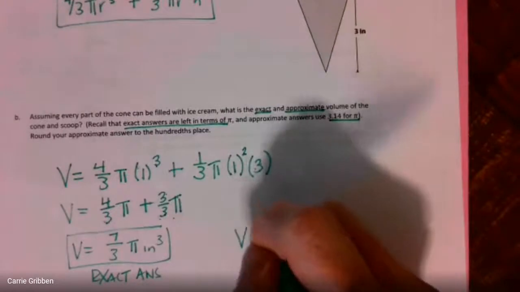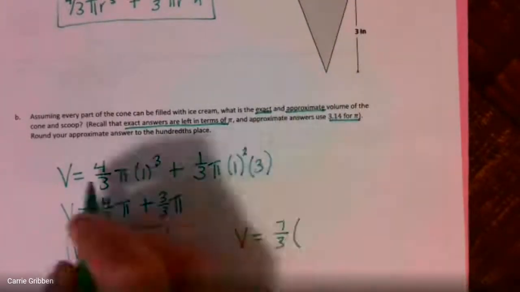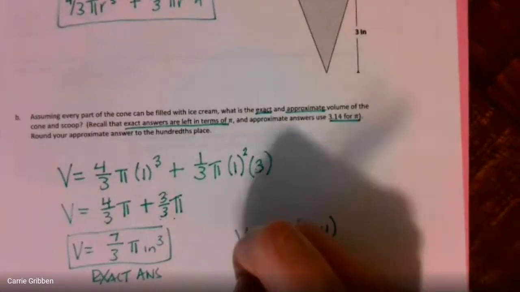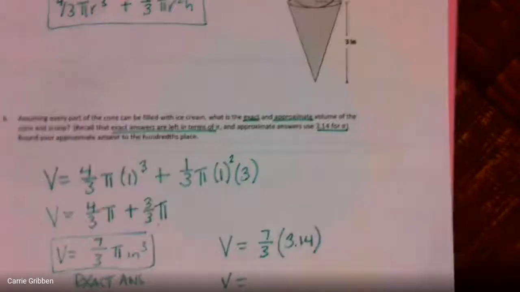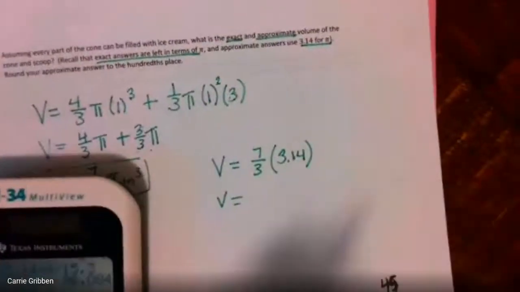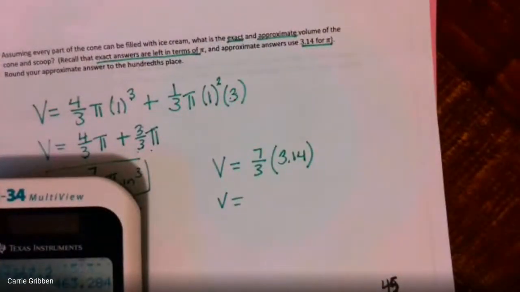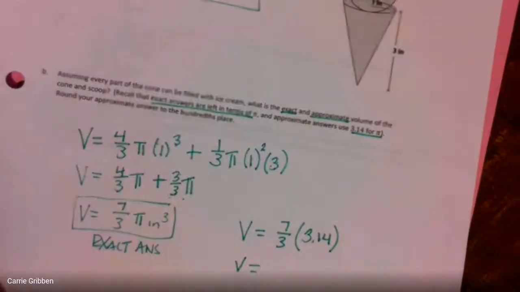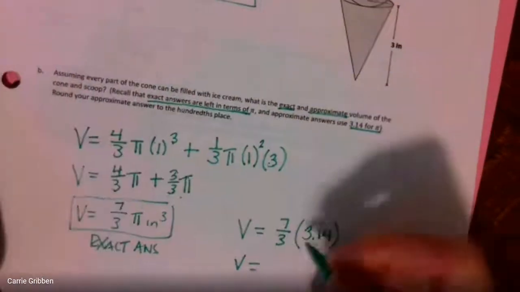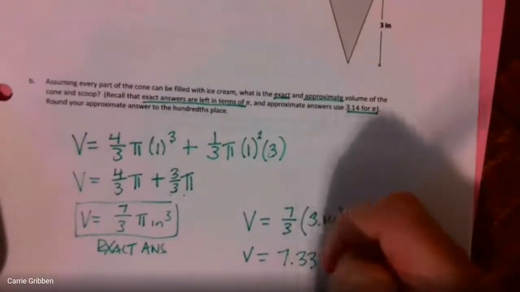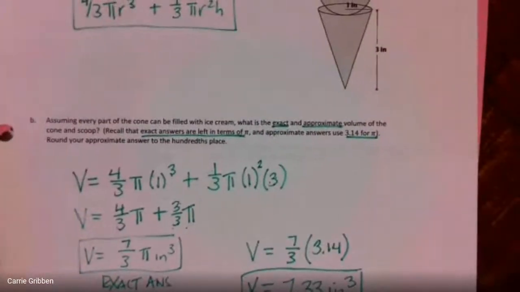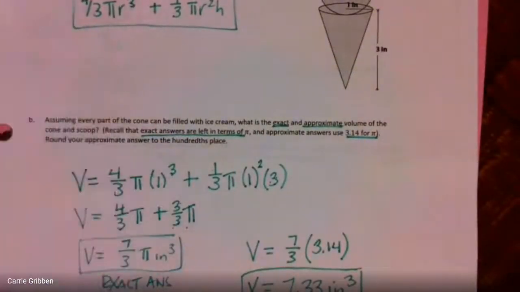And if I want the approximate answer, it makes my life easier because I don't have to put in every single thing again. I just do 7/3 times 3.14, and I use my calculator to do that. So 7/3 times 3.14 equals 7.32. It's rounded to the nearest hundredth place, so it would actually be 7.33 inches cubed. I had to round up. And that's it. That's how you would do that one. Not too bad, right?